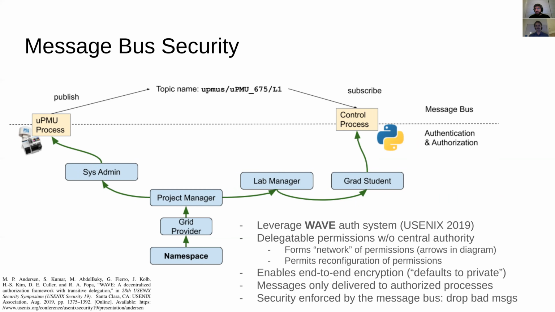And if these people lose their keys or their passwords, or as people leave and enter the organization, this whole network of permissions can be fairly easily repaired. It also enables end-to-end encryption. It sort of defaults to private, and so it makes a lot of sense for being able to control and configure and manage DERs, which may indeed cross different administrative boundaries.